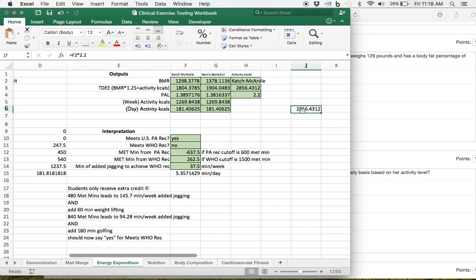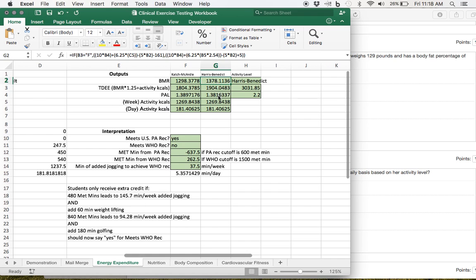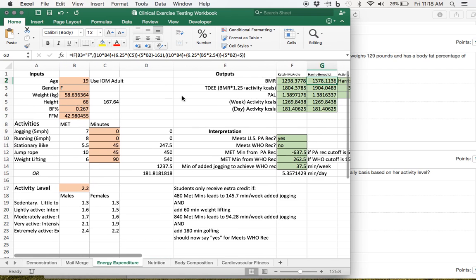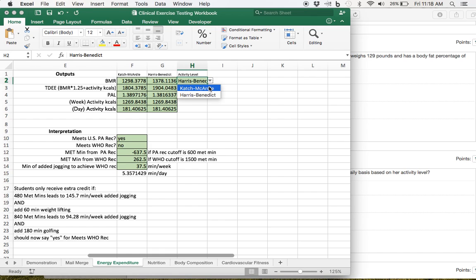Now, how you also can compute this is to create a drop-down. You ask, well, what equation am I using? The Catch-McArdle equation, which uses lean body mass and body fat percentage to get that, or the Harris-Benedict equation, which of course uses the age, the gender, the weight, and the height, and not the body fat percentage. So if I'm only given age, gender, weight, and height, then I have to use Harris-Benedict equation. But if I'm only given weight and body fat percentage, then I have to use Catch-McArdle. So in this case, I was given weight and body fat percentage.